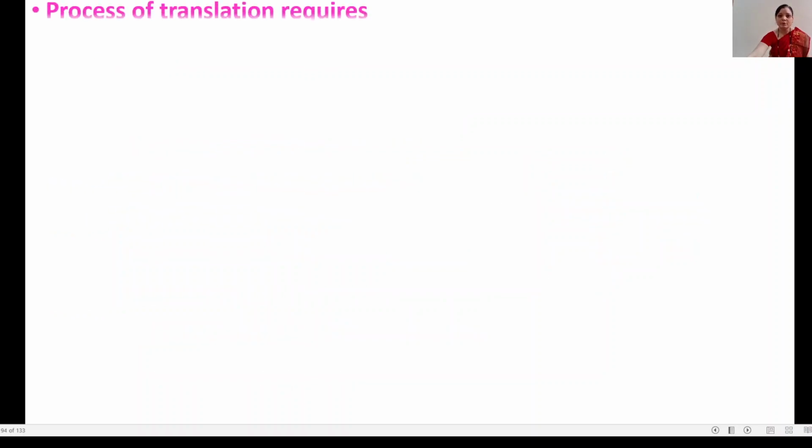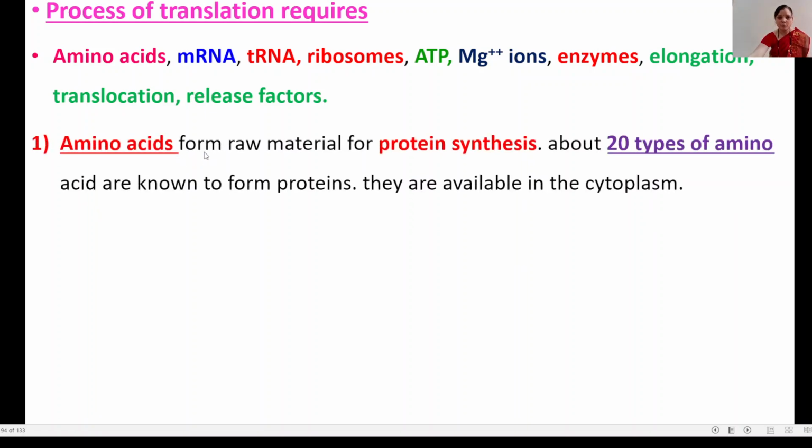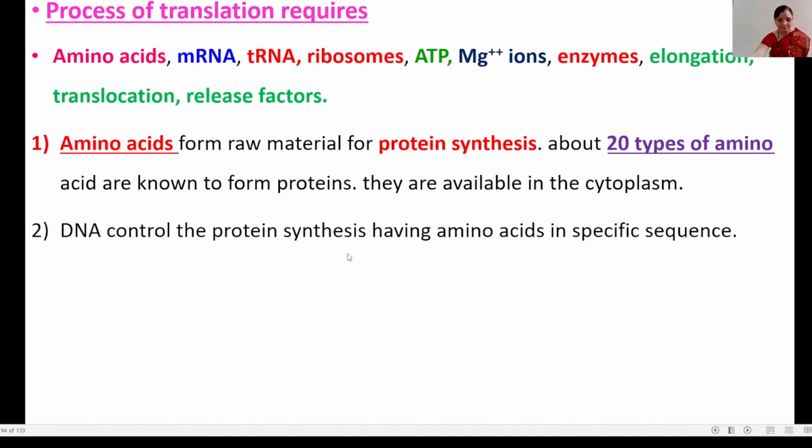Now see, for the process of translation, which components are required? That is amino acids, mRNA, tRNA, ribosomes, ATP, Mg ions, enzymes, elongation, translocation, and release factors. Amino acids form the raw material for protein synthesis. About 20 types of amino acids are known to form proteins. They are available in the cytoplasm.